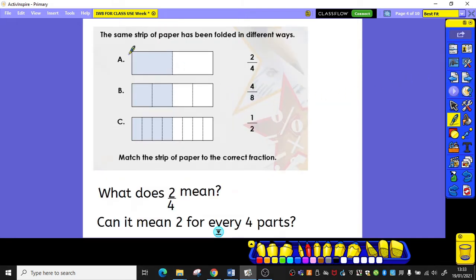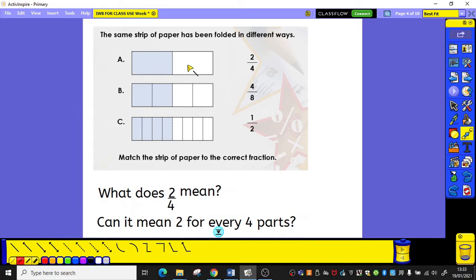So first of all, we've got a question that says the same strip of paper has been folded in different ways. I can see it's the same strip of paper because the length of it is exactly the same and the width of it is exactly the same on strip A and strip B and strip C. So we've got to match the strip to the correct fraction. I'd like you to pause the video now and decide which fraction is A, B or C. Thank you.